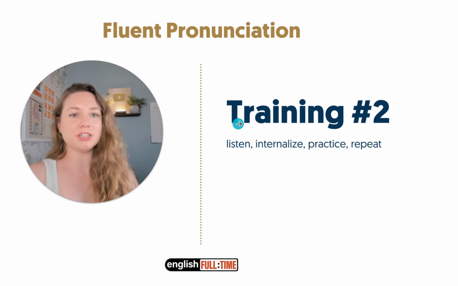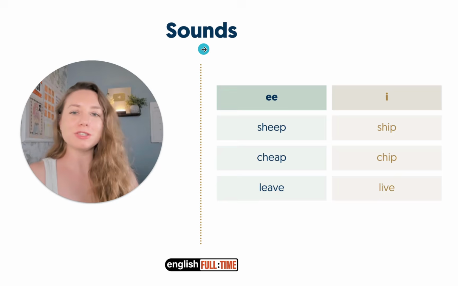Fluent pronunciation training number 2. Listen, internalize, practice, repeat. Okay, so first we're going to work on these sounds, the E versus the I. E, I, E, I, E, I.